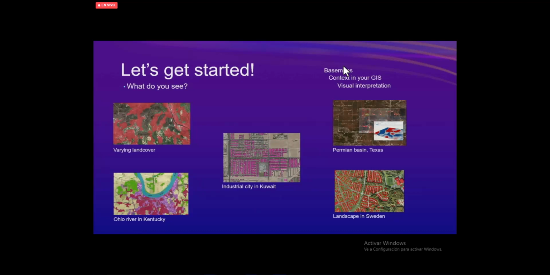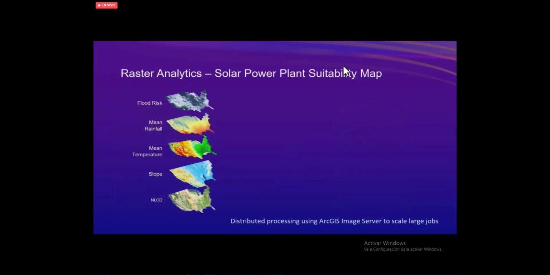How has that changed over time? How has the number of these features changed? Have they increased or decreased by region or type? So we can do all this with image analysis.